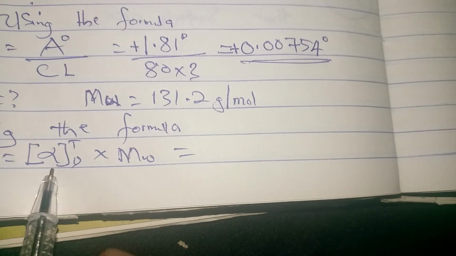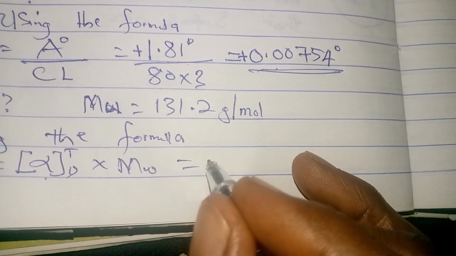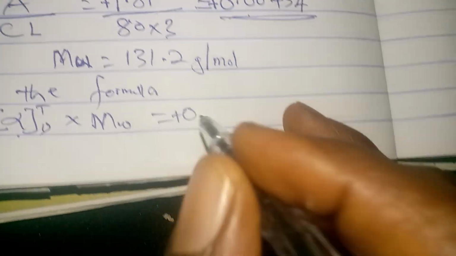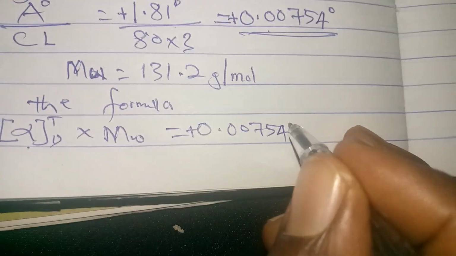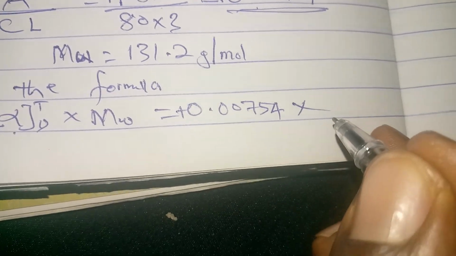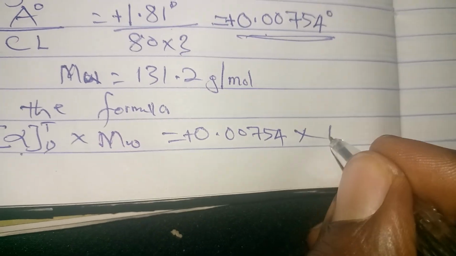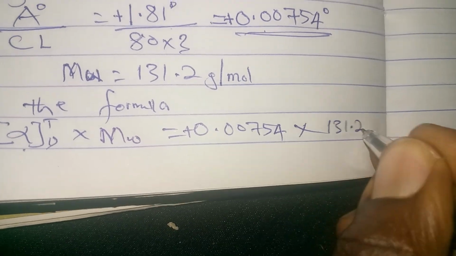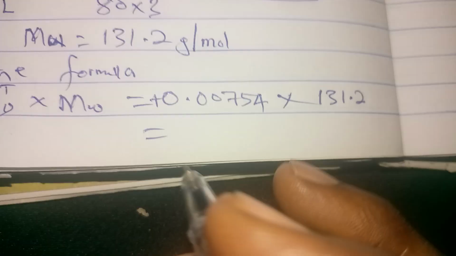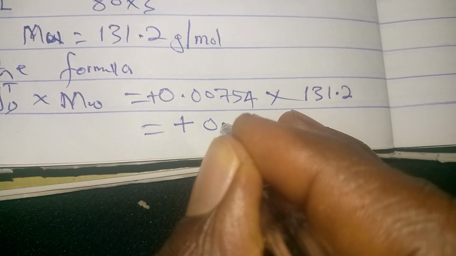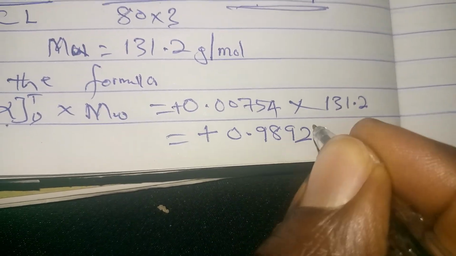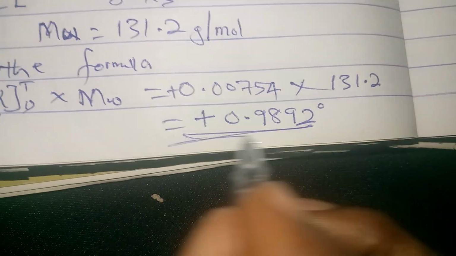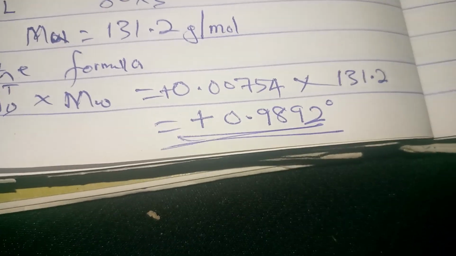which is equivalent to, I got it to be plus 0.00754, times my molar weight, 131.2. And that will give me, if I make use of my calculator very well, the answer plus 0.9892 degree. This is the answer. Very simple, as simple as it is.